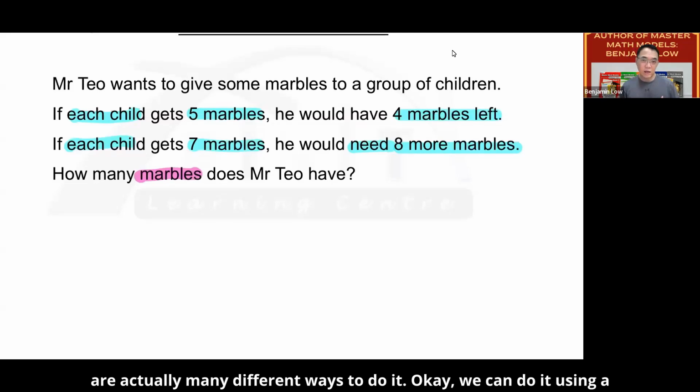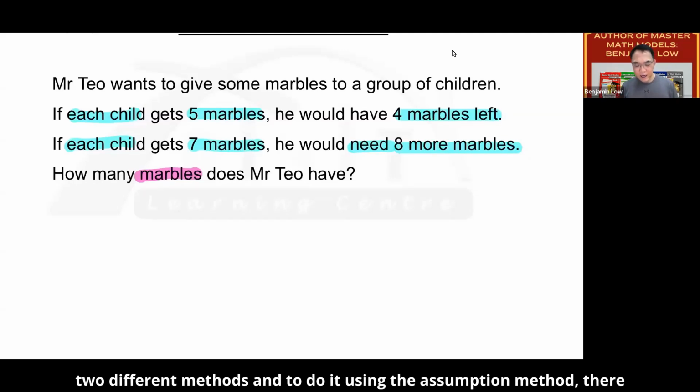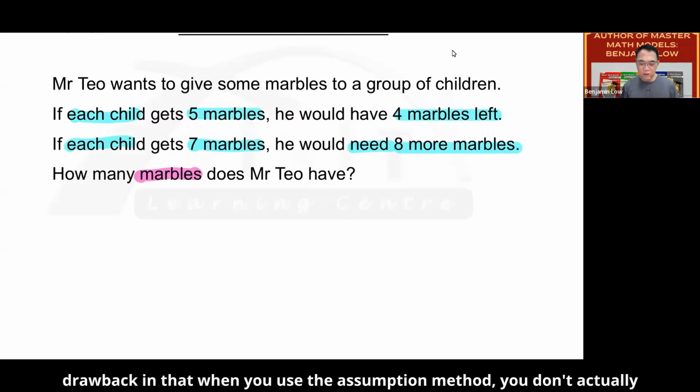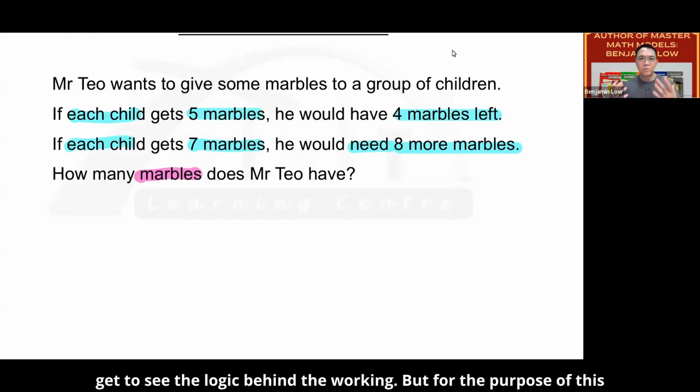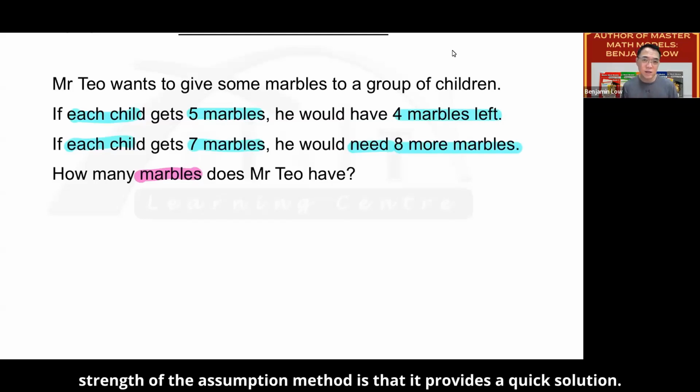All right, so in a question like this, there are actually many different ways to do it. We could do it using a model method, and we could do it using the assumption method. These are two different methods. To do it using the assumption method, there is a slight drawback in that you don't actually get to see the logic behind the working. But for the purpose of this video, I'm going to use that method because I want to give a quick solution, and that's the strength of the assumption method.